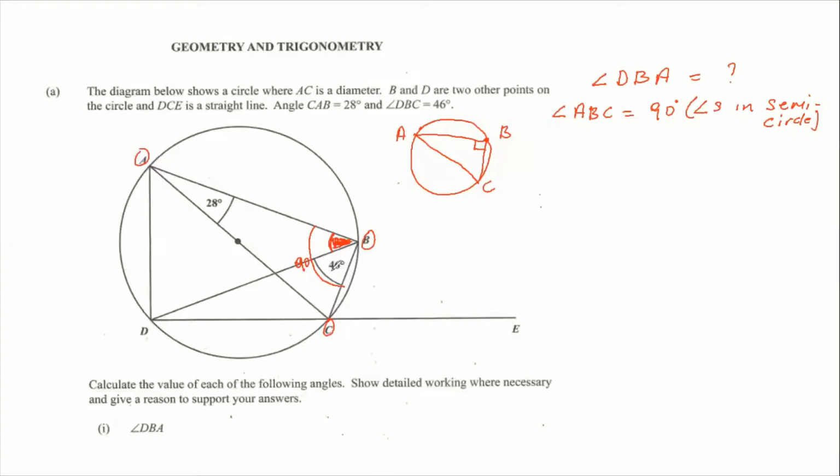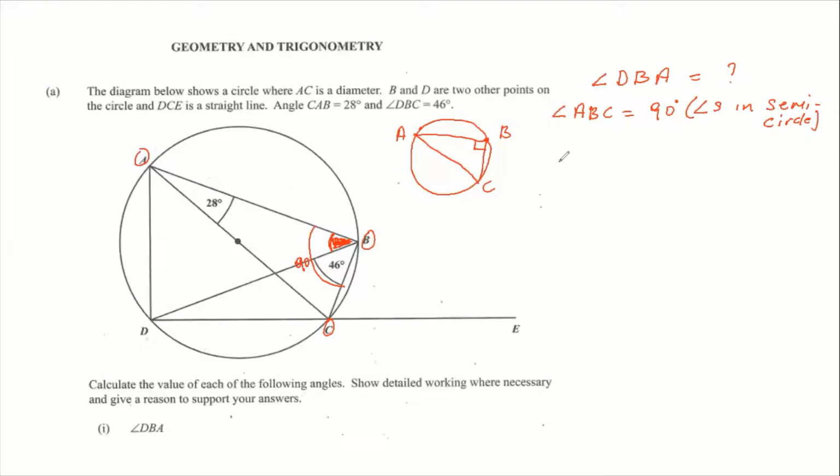But note here, the angle that they asked us to find, we have another angle over here which was given as 46 degrees, which is angle DBC. These two angles are a pair of what? Complementary angles, right? Two angles that sum to give 90 degrees, we call them complementary angles. So now we can use that to help us.